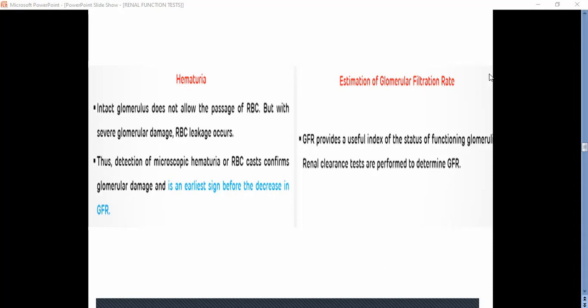Next, the third one: estimation of GFR. GFR provides a useful index of the status of functioning glomeruli. Renal clearance tests are performed to determine GFR.